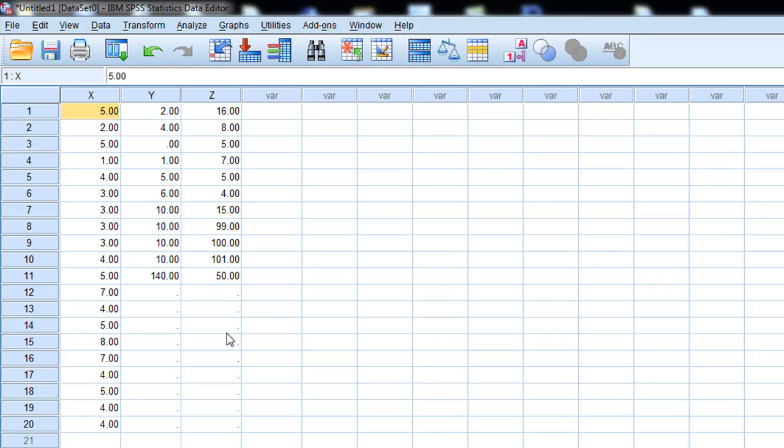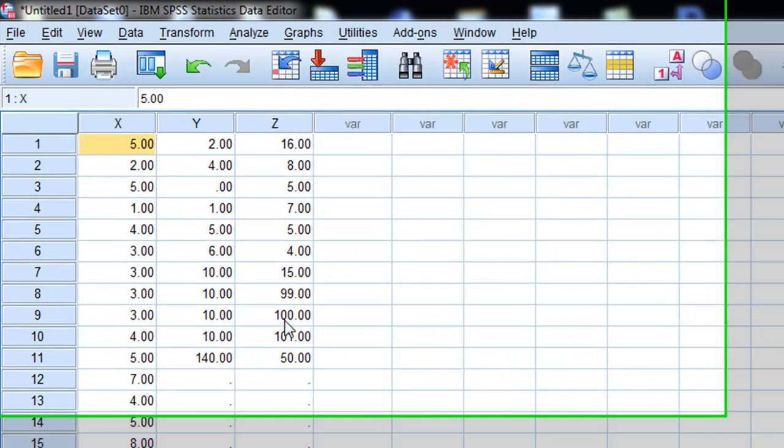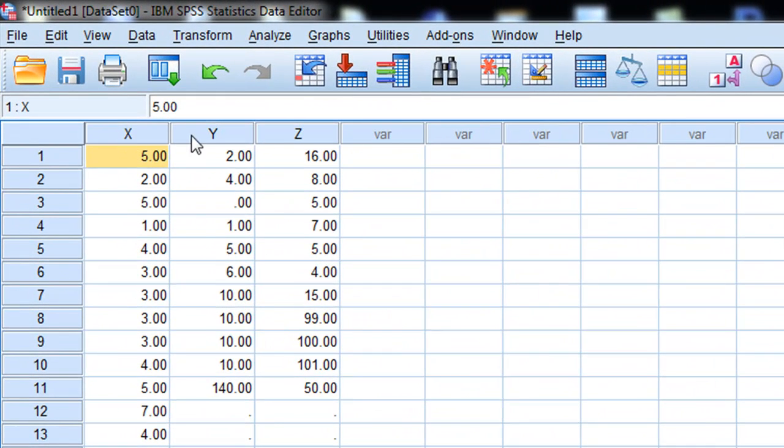Okay, we'd like to show you how to produce a stem and leaf plot in SPSS, and more importantly, how to interpret it in SPSS. As we'll see, sometimes the interpretation is not as straightforward as we'd like it to be. I have a small data set here, x, y, and z.